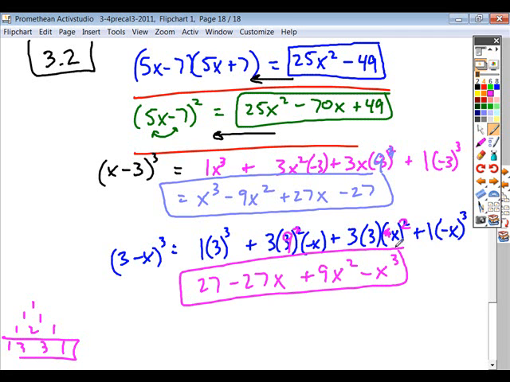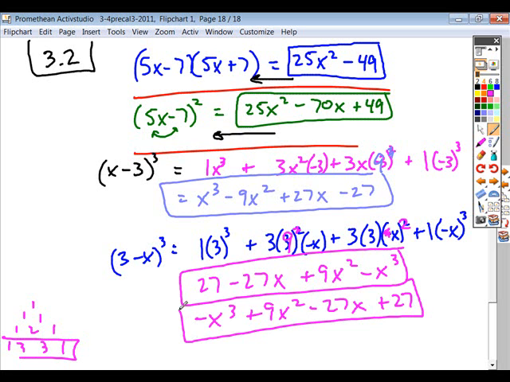And now, again, when you write your answers, what I want you to do is make sure you write them in standard form. So we reorder this and put our highest degree term first. And so this is what we get.